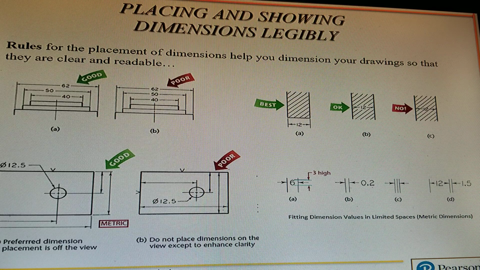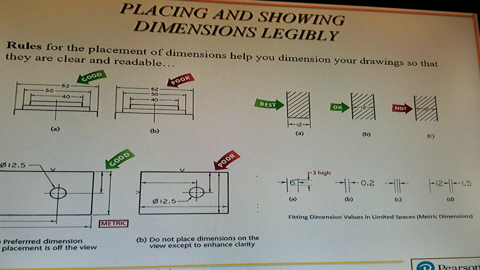Down below in those rectangles, they're dimensioning those. On the left is the good. You got your smaller dimensions on the inside of the larger dimensions. On the right-hand side, you have a bunch of dimensions that are inside the part, and that's not good. That's very confusing. Okay.